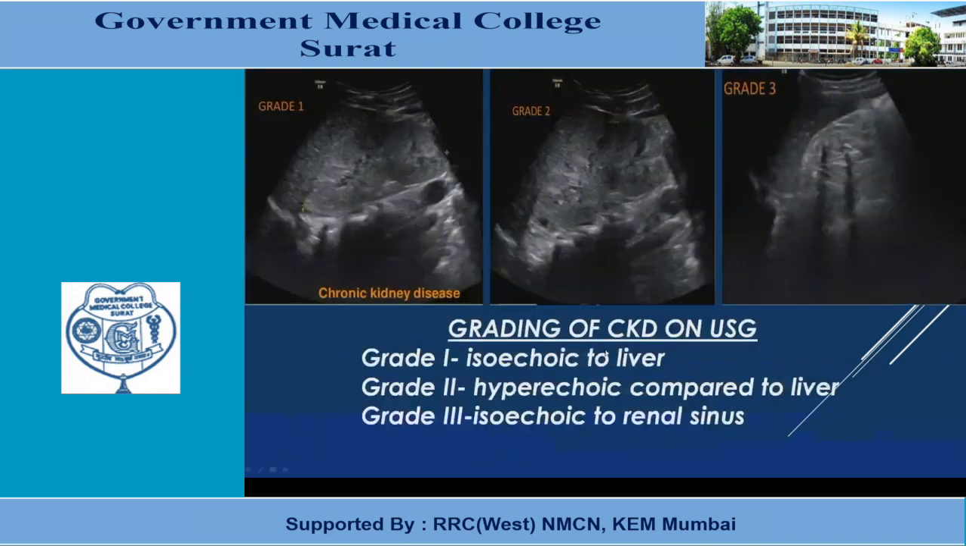Now the grading of chronic kidney disease on ultrasound. In grade 1, the kidney appears isoechoic to liver parenchyma. In grade 2, it appears hyperechoic to liver parenchyma. The renal parenchyma is compared with the echogenicity of the liver parenchyma. In grade 3, it is isoechoic to the renal pelvis, so there is no differentiation between the cortex and the renal pelvic system. You can only see an irregular echogenic mass-like structure.